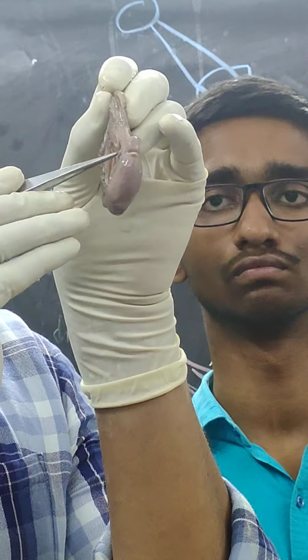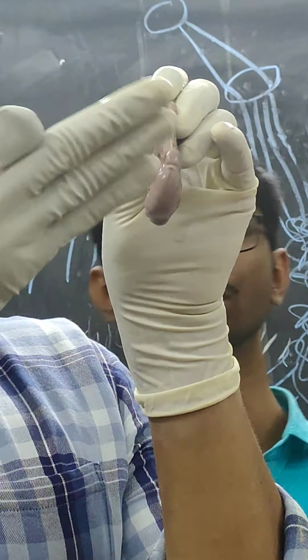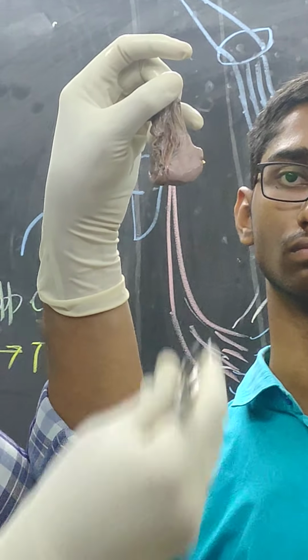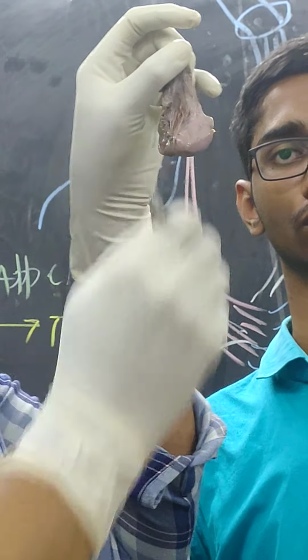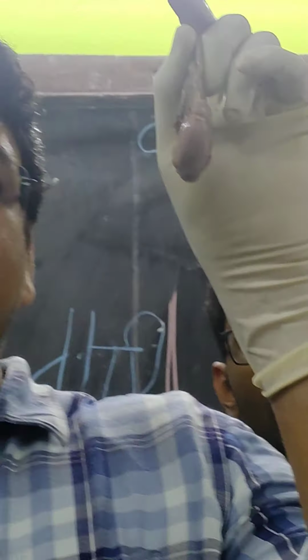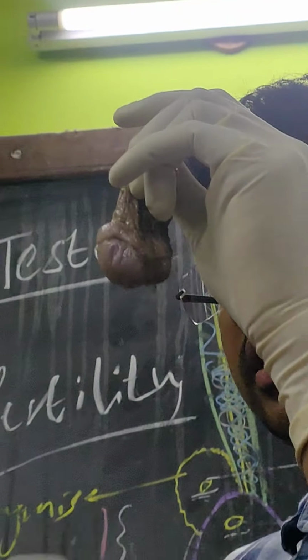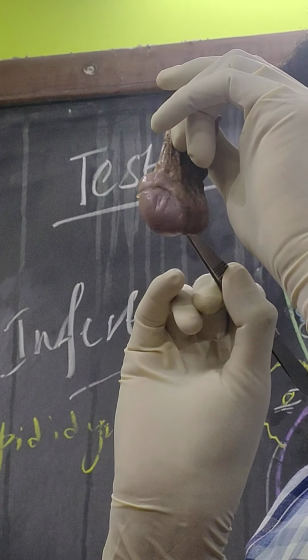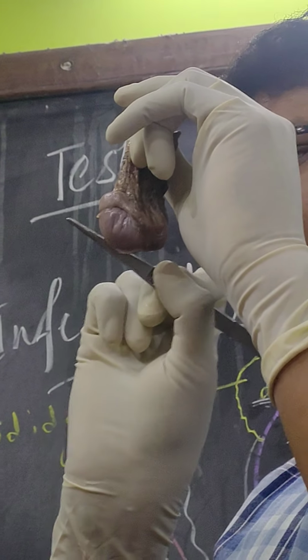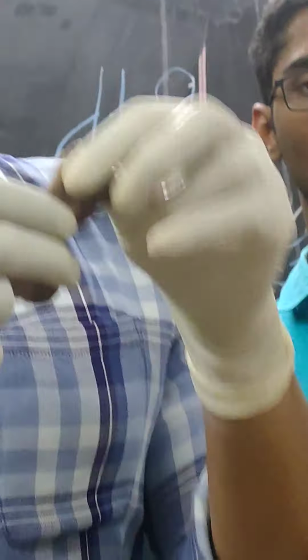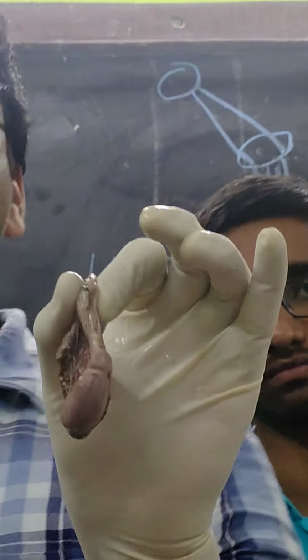So look at the upper end. It is anterior and lateral. Could you see that? Whenever you are holding the spermatic cord, the upper end is directed anterior and lateral. It is obliquely directed. So the upper end is directed anterior and lateral. Okay, forward and lateral. In the anatomical position, it is directed forward and lateral, not medial. Okay, so this is how you are supposed to hold the testis in anatomical position.